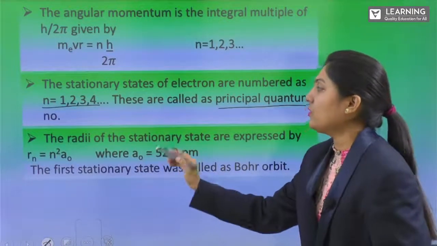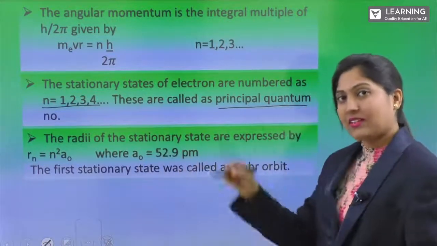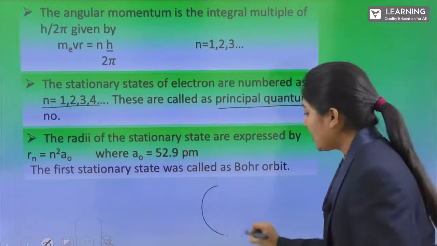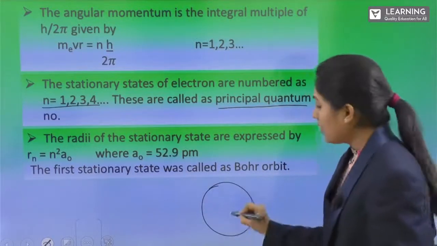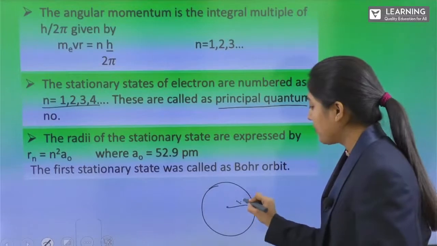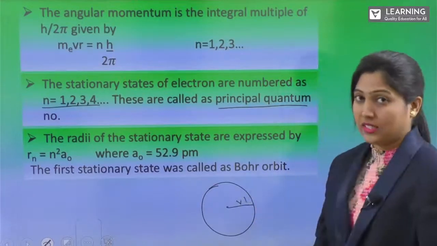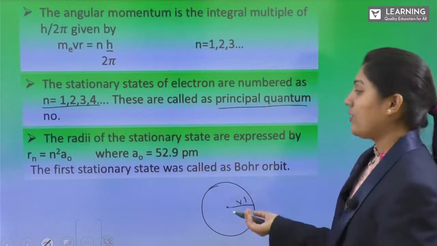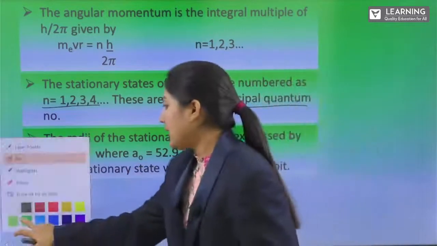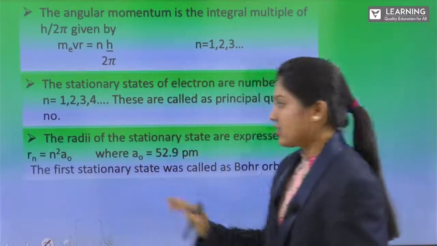Now the radii of the stationary orbits. For example, we always draw this as the orbit, right? What is the radius of this? How do we calculate it? Can we calculate this? If we have a doubt, we can calculate that by using this formula.